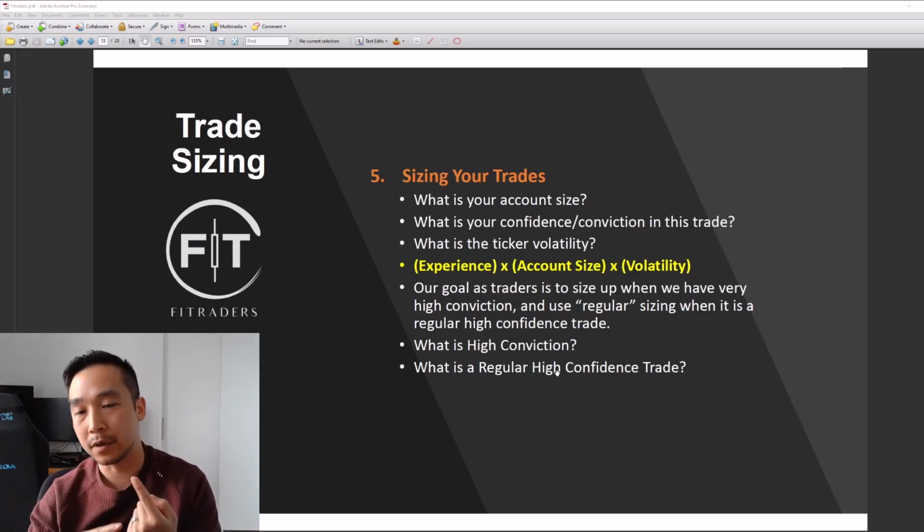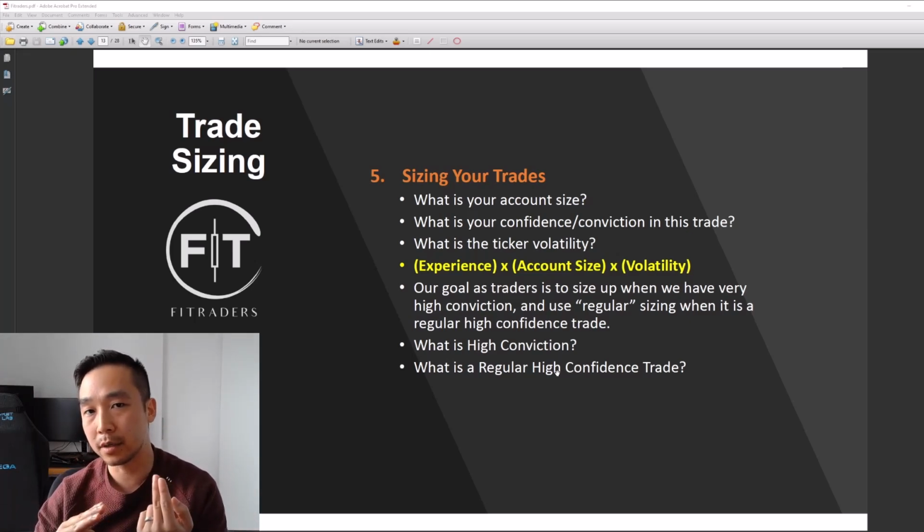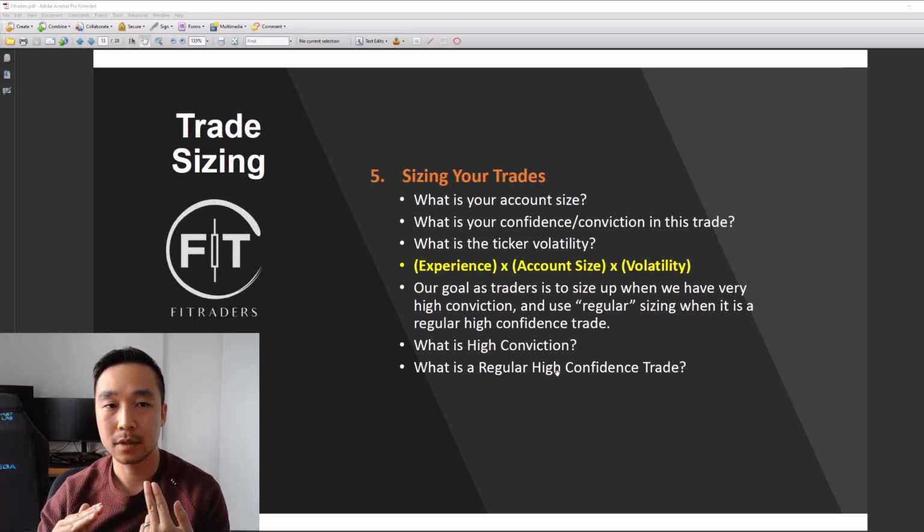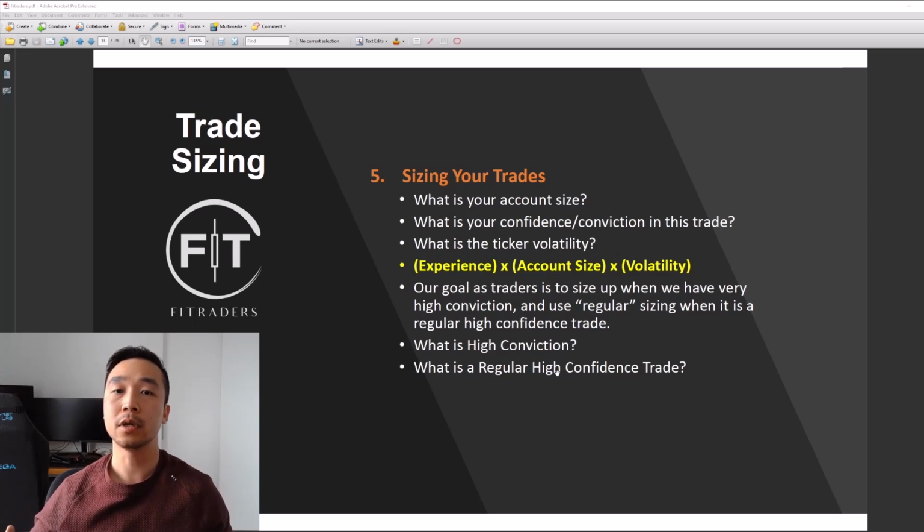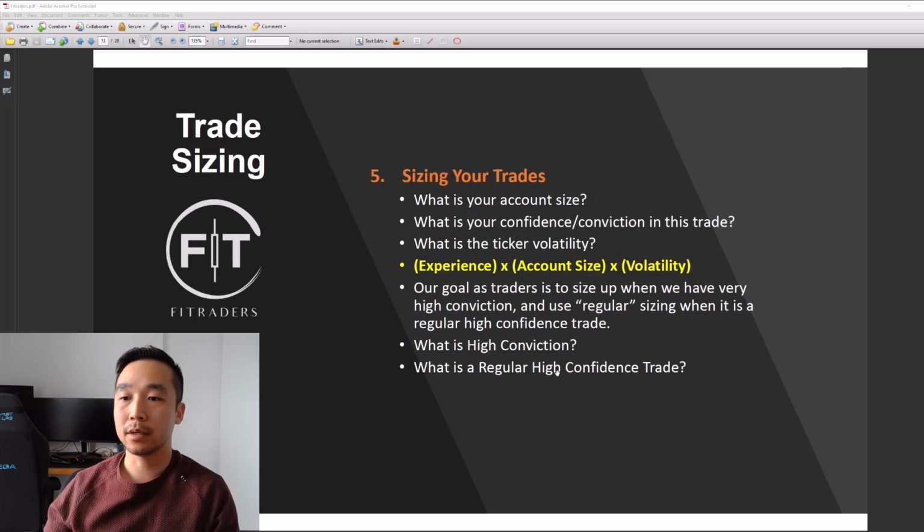You don't want to have hope. You don't want to have fear. You don't want to have regret. You don't want to have greed. You want to be in a trade in full control, understanding exactly how this chart is going to play out. Once you have that conviction, you lose all those emotions, and you'll know when you get into that type of trade.